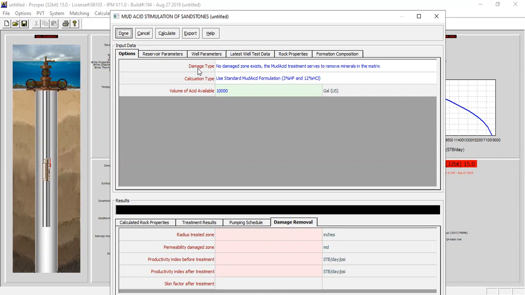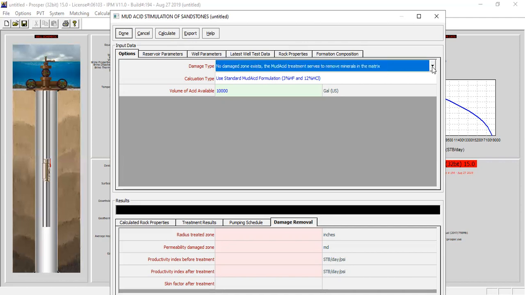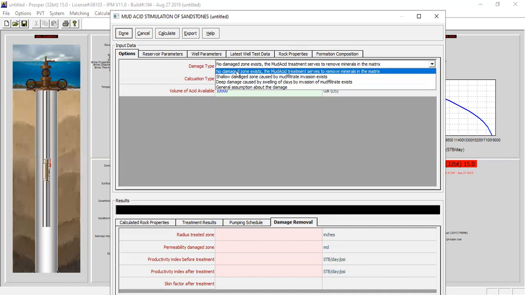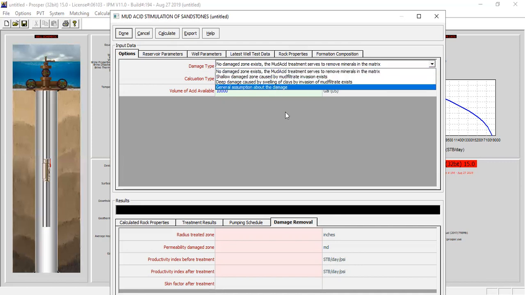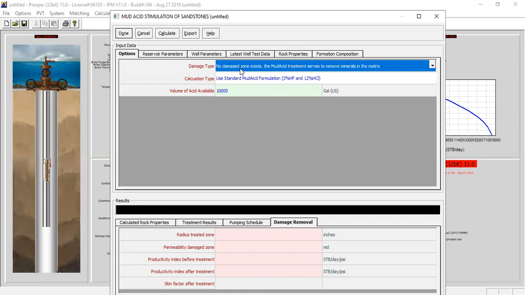All right, for damage type, we will select this one, no damage zone exists. The matte acid treatment serves to remove minerals in the matrix. You can open the drop down and you can see some scenarios. But in this case, we select this one, no damage zone exists. We just want to remove minerals in the matrix and hope that we can get higher PI, higher productivity index.